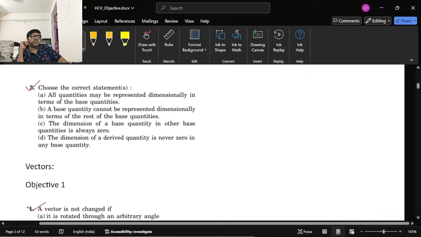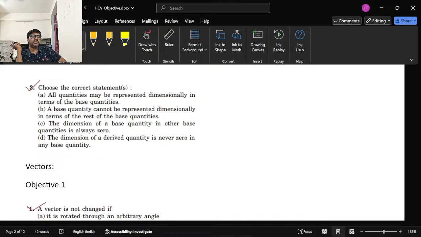Choose the correct statement. All quantities may be represented dimensionally in terms of the base quantities. Base quantities meaning fundamental quantities. A base quantity cannot be represented dimensionally in terms of the rest of the base quantities. Yes, that's the idea, the mutual exclusivity idea. For example, mass cannot be written in terms of length, time, or whatever other fundamental quantities we have.